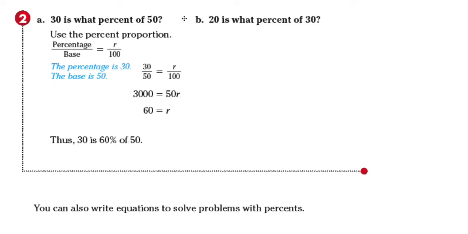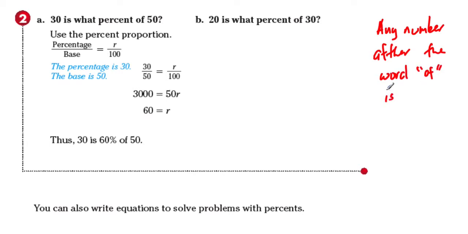Thus 30 is 60% of 50. If you recall, another way of finding your percentage, base, and rate is that any number after the word "of" is the base.